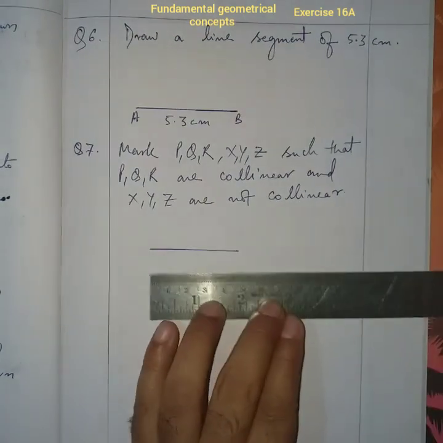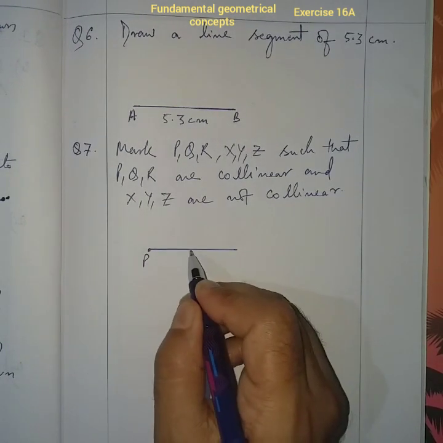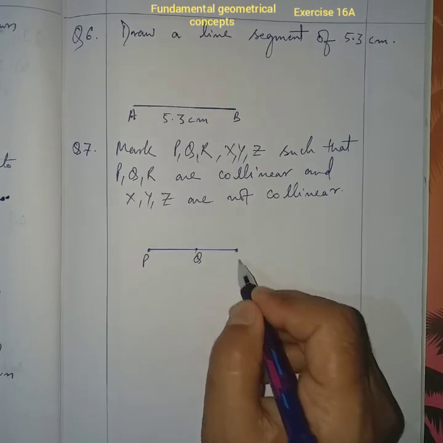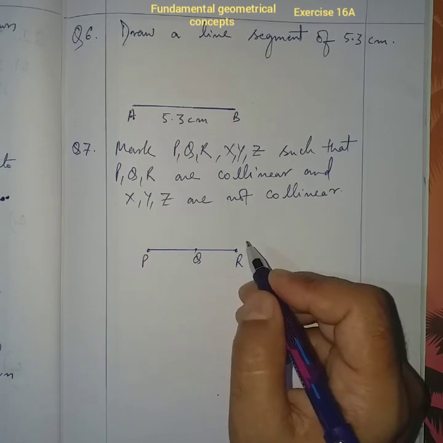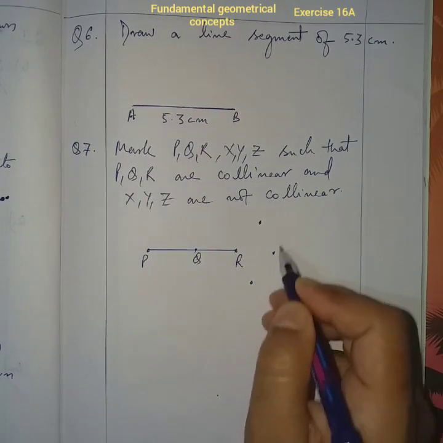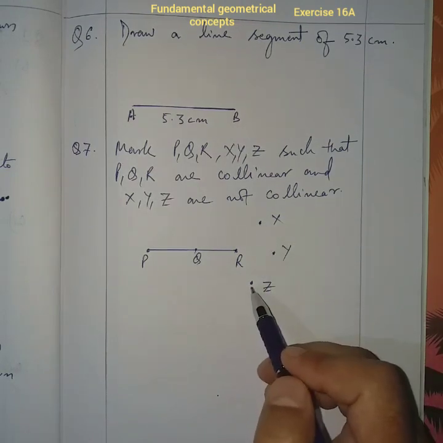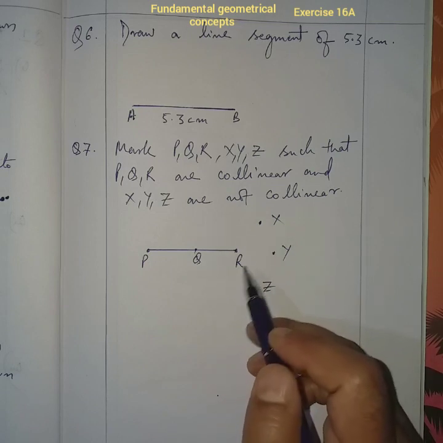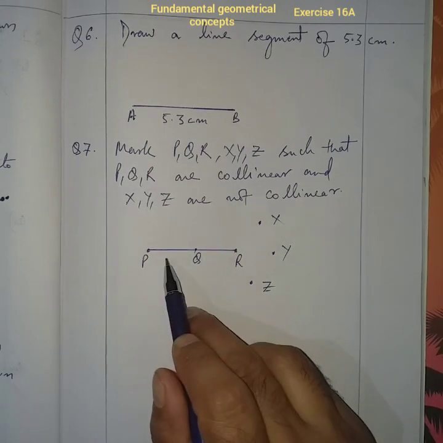So let us draw one line here and let us give three points P, Q, R. So P, Q, R are collinear, and here one X, Y, Z, and they are not collinear because they are not on the same line. P, Q, R are on the line, therefore they are collinear.